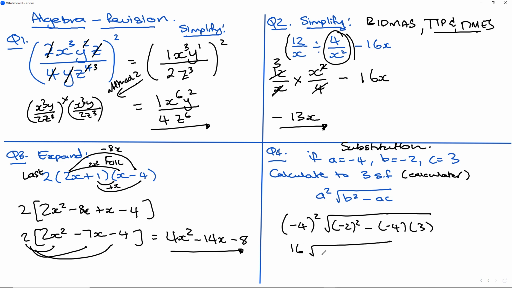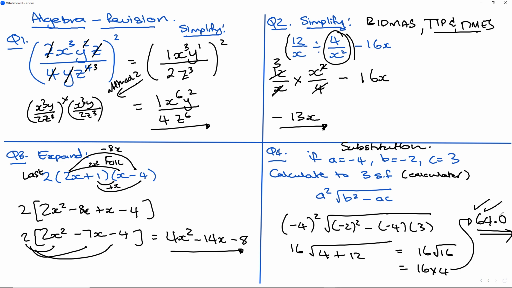That'll be 16. That'll be 4. Minus times minus is plus 12. And in this case, it'll be 16 multiplied by 4 plus 12 is 16. And that's actually going to get you 16 times 4, because the square root of 16 is 4, and 16 times 4 is 64. The three significant figures means I have to put a .0 at the end. That's what three significant figures is. 64.0, the three significant figures. For question number 4.